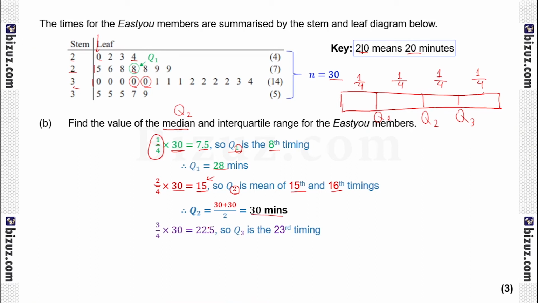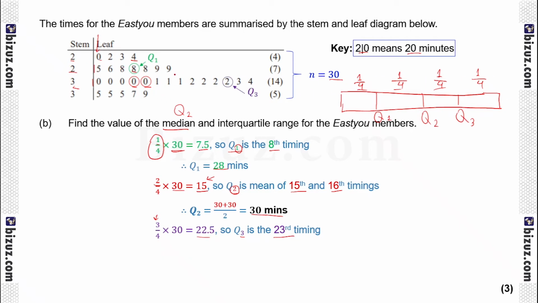Now here, same method, I found Q3. You have a 3 here, you place a 3 here. You could also think about this as, from the start up to Q3, 3/4 of your data in total. Now this is going to be 22.5, the position value, and again it's a decimal, so we need to round up, so it's the 23rd timing.